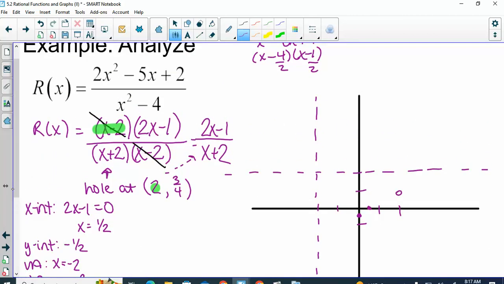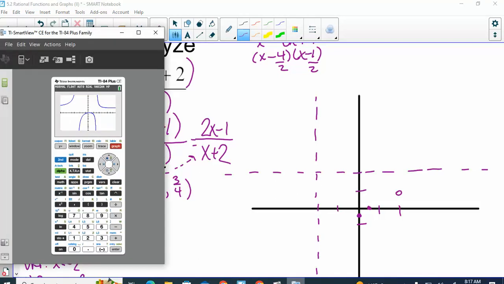Alright, so then I am going to graph this on my calculator. That's 2x squared minus 5x plus 2 over x squared minus 4. Notice the calculator doesn't show the hole here because your calculator automatically reduces it before it graphs, but you have to have it on yours.